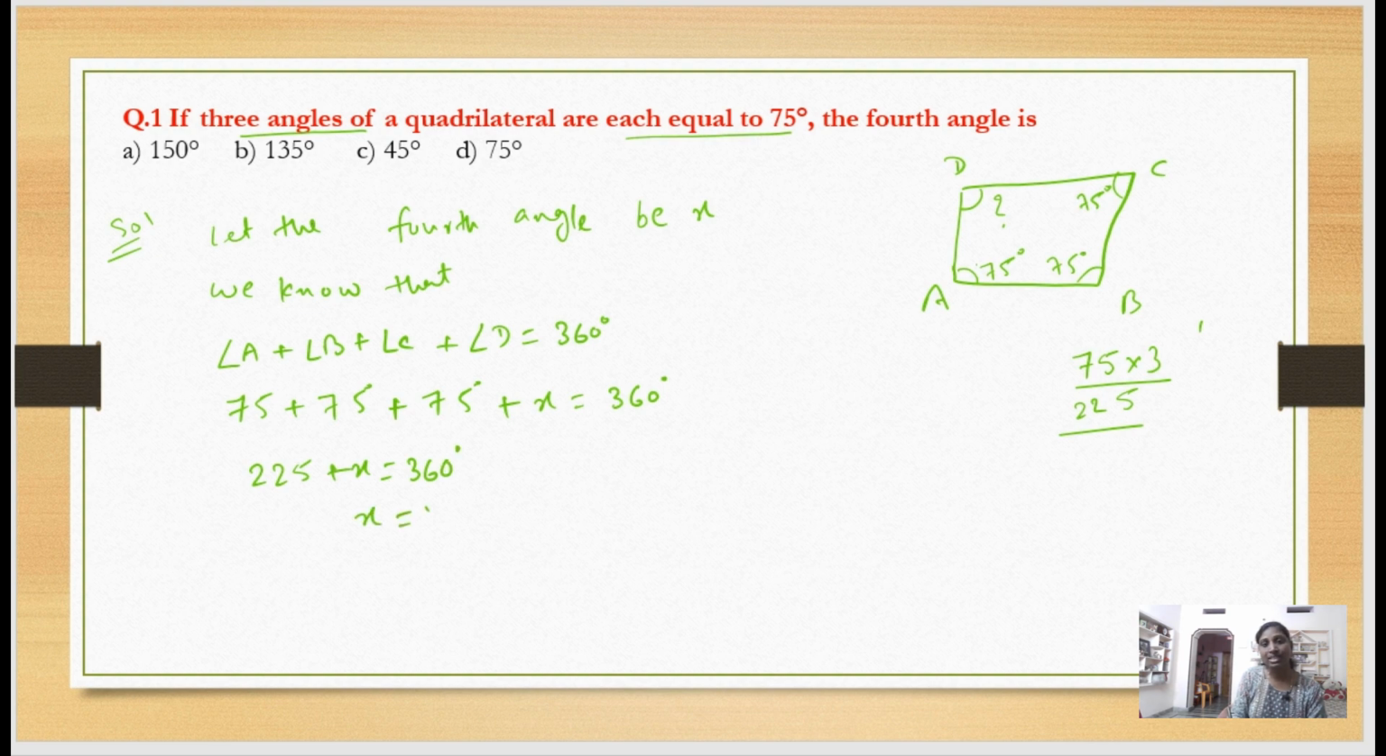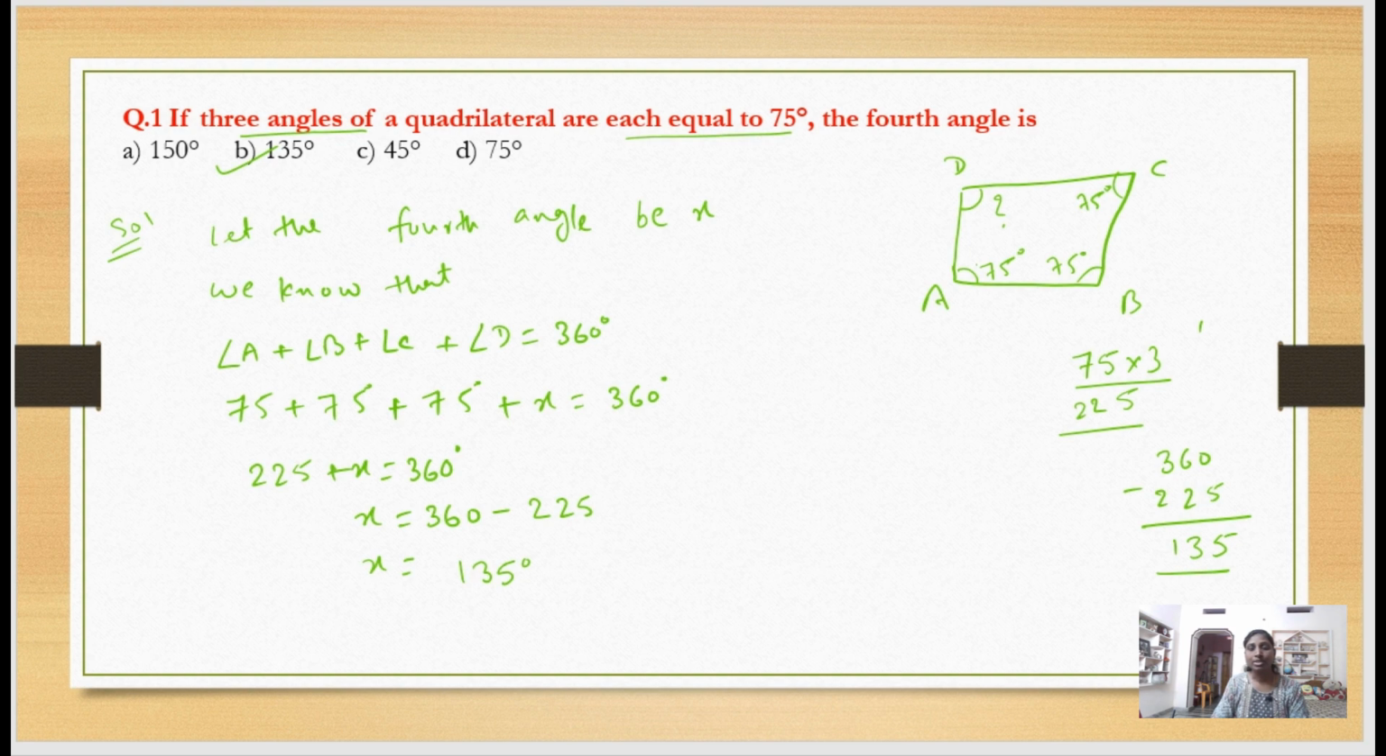It means X is equal to 360 minus 225. It means X is equal to what? 360 minus 225. 10 minus 5 is 5. Now we have 5 here. 5 minus 2 is 3. 3 minus 2 is 1. 135 degree. It means what is the fourth angle? Fourth angle is equal to 135 degree. So this is how we have to solve it.